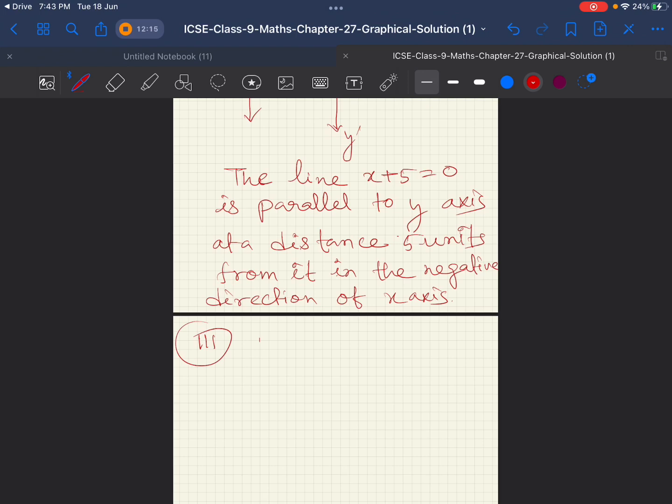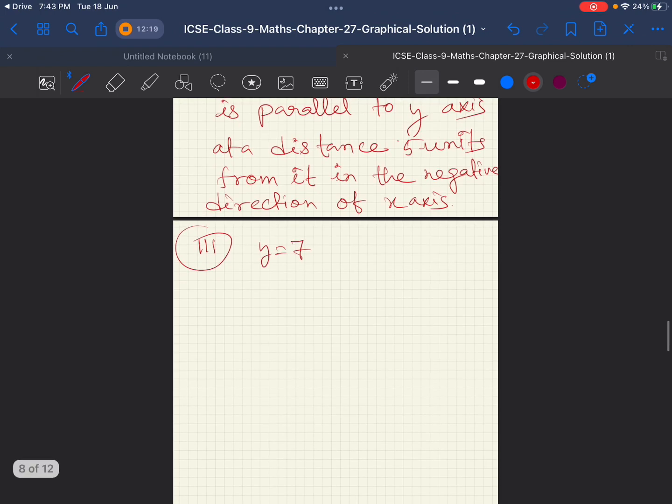Third question. Here the third question is y equals to 7. Okay, so now we draw this line in the graph.